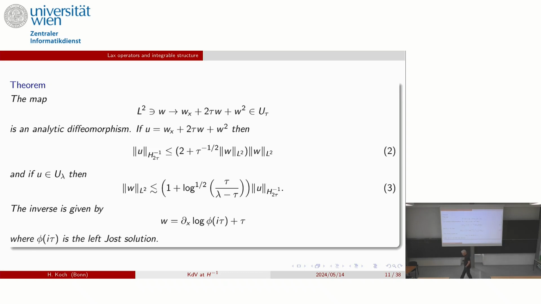Now, the inverse is also not hard to describe. If you take this Lyapunov function, then the inverse is given by the derivative of the logarithm of the Lyapunov function, normalized by this constant which we removed. So it's quite easy to give an inverse, which then makes it not so hard to prove that it's a diffeomorphism, and the non-trivial part, the hard part, is the.